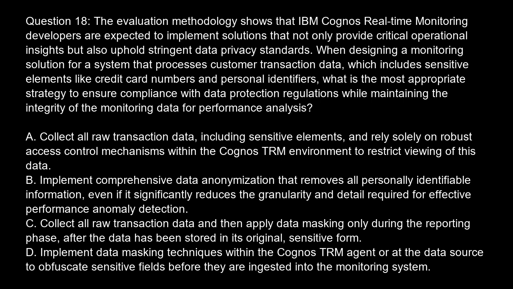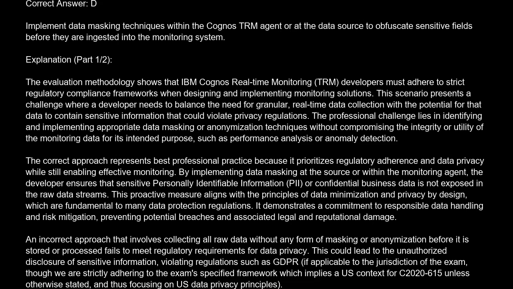Option C. Collect all raw transaction data and then apply data masking only during the reporting phase, after the data has been stored in its original, sensitive form. Option D. Implement data masking techniques within the Cognos TRM agent or at the data source to obfuscate sensitive fields before they are ingested into the monitoring system. Correct answer is D. Implement data masking techniques within the Cognos TRM agent or at the data source to obfuscate sensitive fields before they are ingested into the monitoring system.